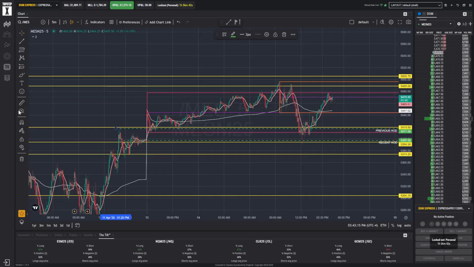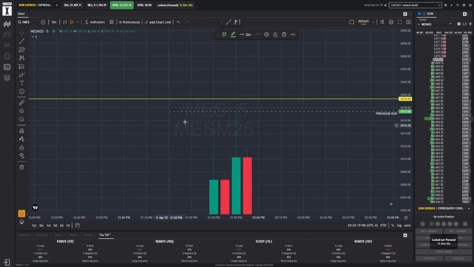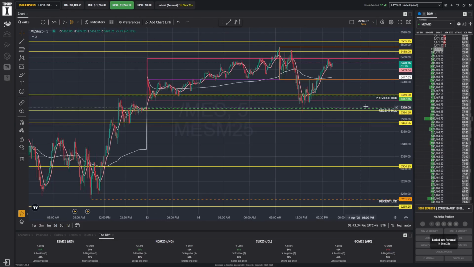I like to use the magnifying tool here on the TopStep X platform. Pardon the background noise, guys. I do live in the city, so you're gonna hear a lot of that. Okay, that is set. Boom. So now, like I said, previous high of day becomes Friday's recent high of day.